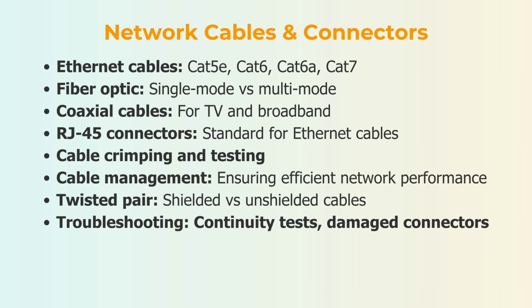Networking also relies on physical cables and connectors. You'll need to know about the different types of Ethernet cables, such as Cat5e, Cat6, and Cat7. The higher the category, the faster and more reliable the connection. Cat6a and Cat7 cables, for example, offer much faster speeds and longer distances than Cat5e.